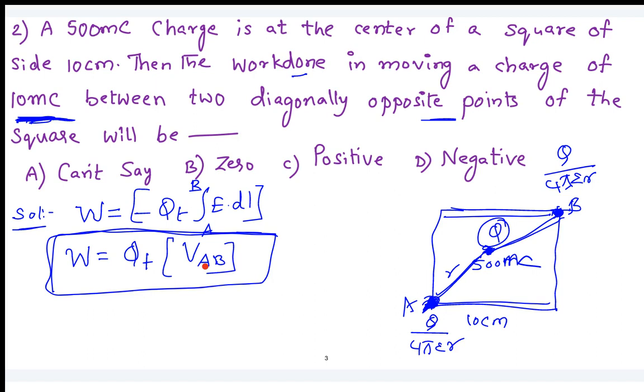Okay, when you are moving from point A to point B, what is happening here? Point A is at the same distance from the source, and point B is also at the same distance from the source, right? So then the potential difference will be 0. Right? See the next problem then.